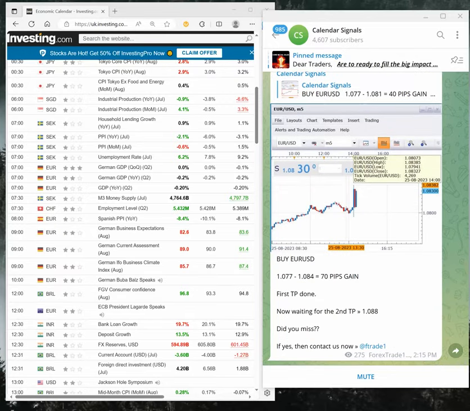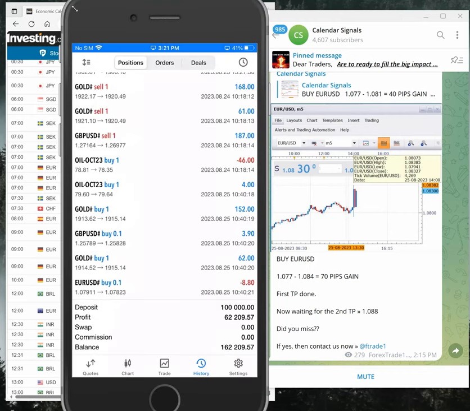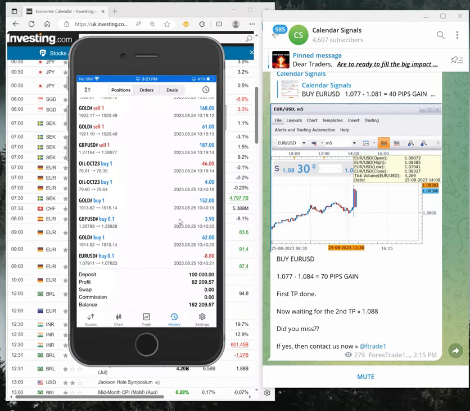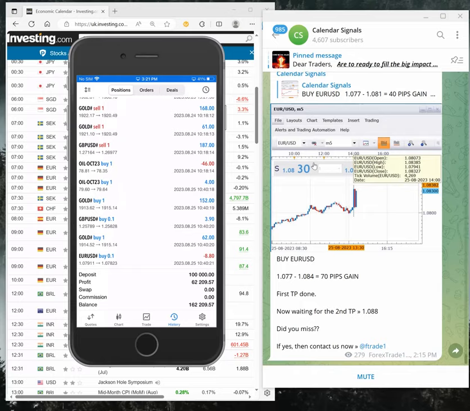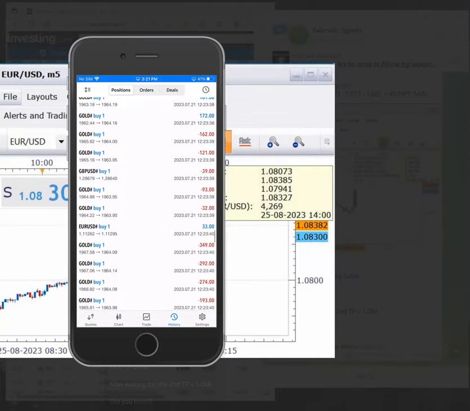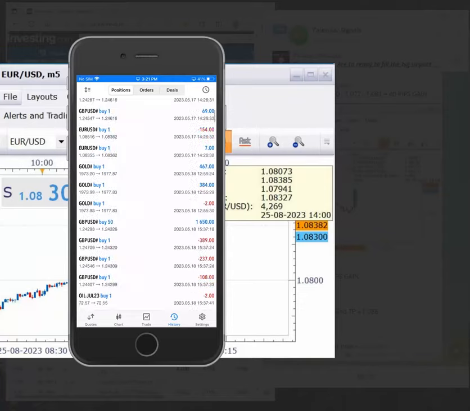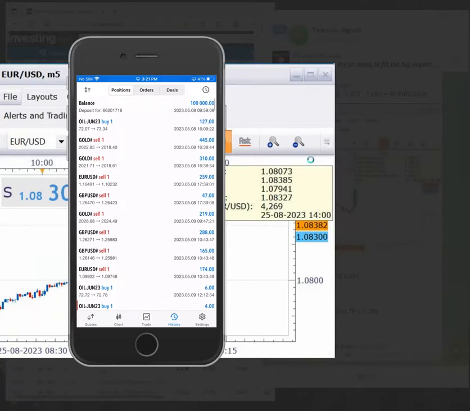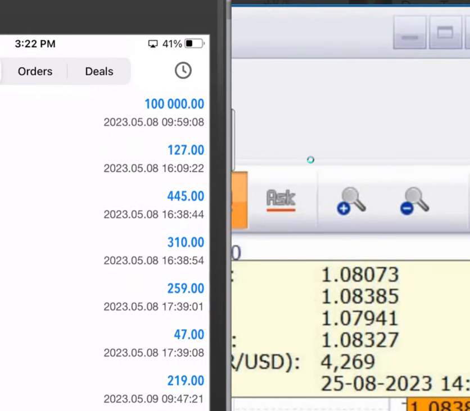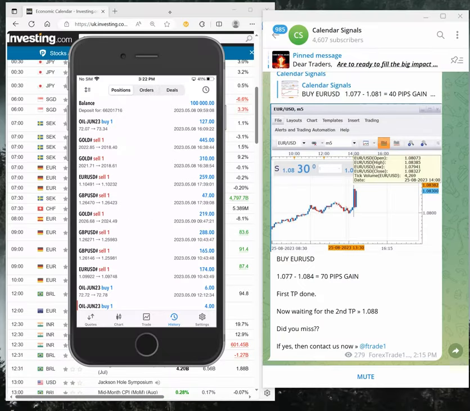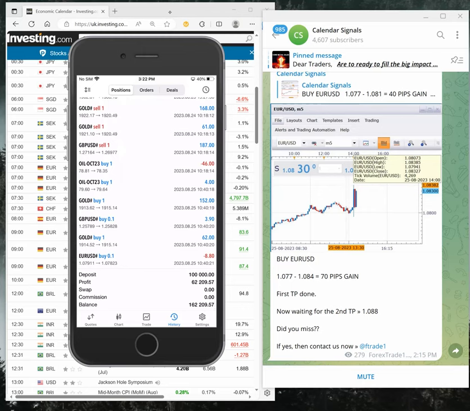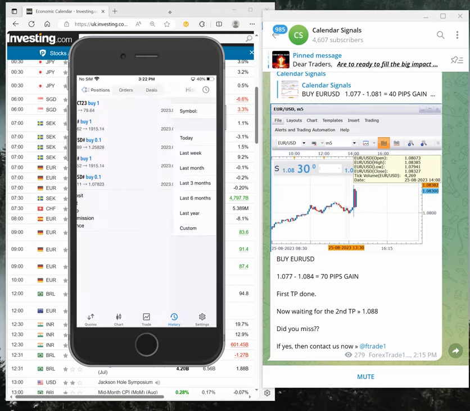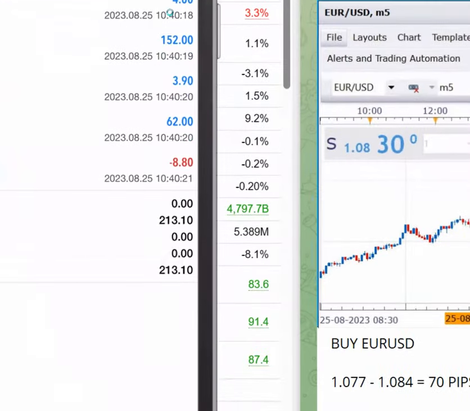And now we will connect the mobile terminal. Yeah, here is our mobile terminal connected, and overall we made a profit of $62,209. We started trading on this account from 8th of May 2023, and till now we made 62,000 plus profit, $62,209 profit. And today's profit, if you check here, is $213 booked.